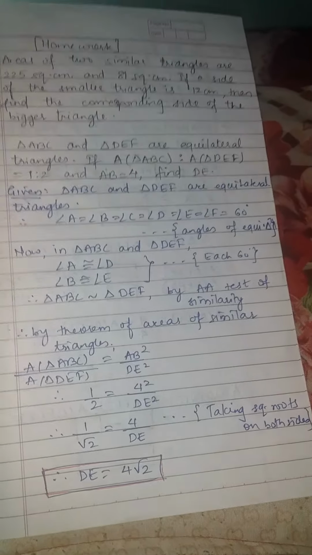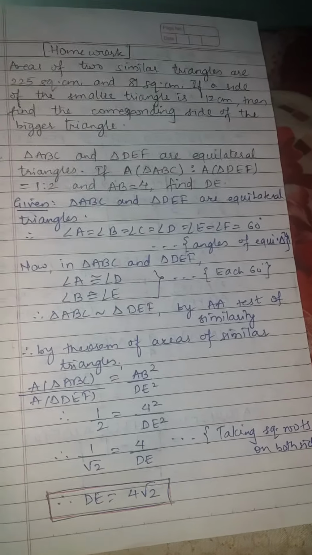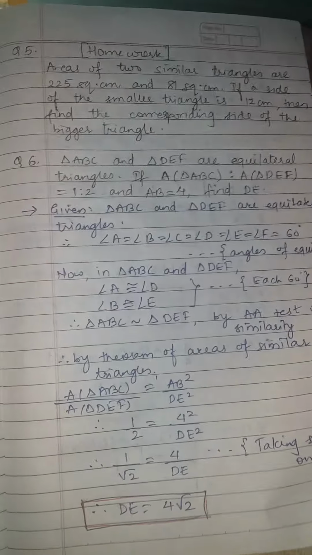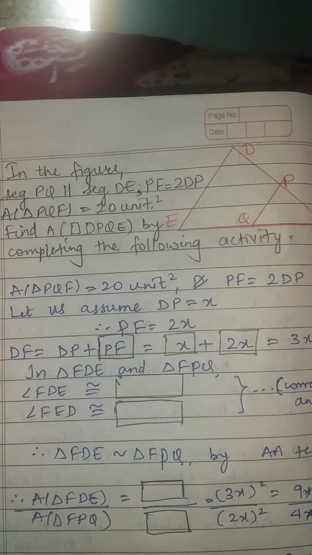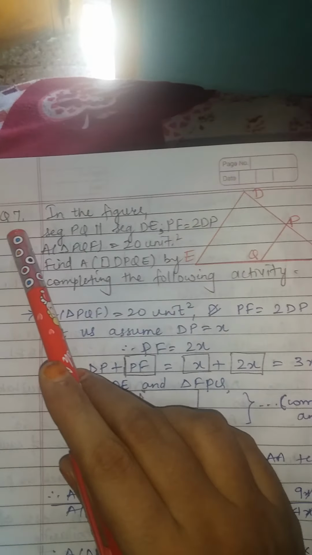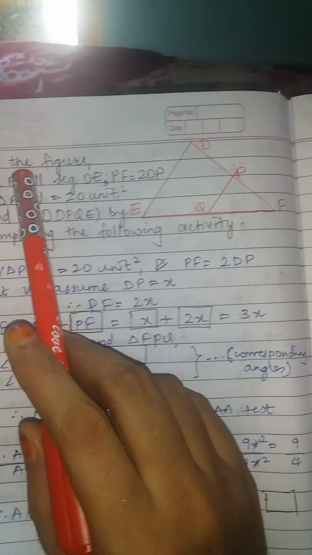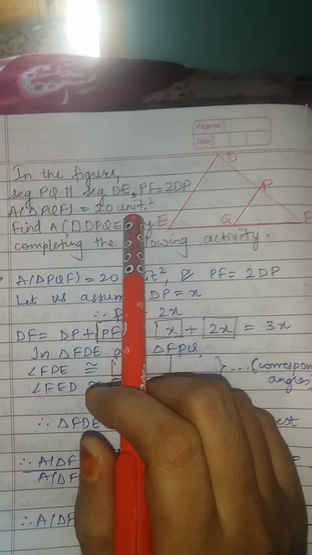Okay. And moving towards the last problem of the exercise, that is question number 7. This is question number 7, the last question of practice set 1.4. In fact, the last question of the chapter.